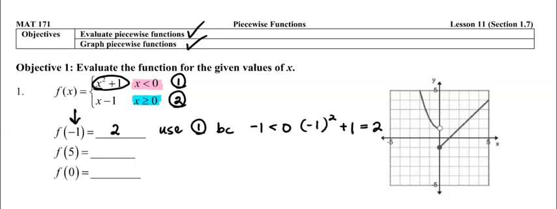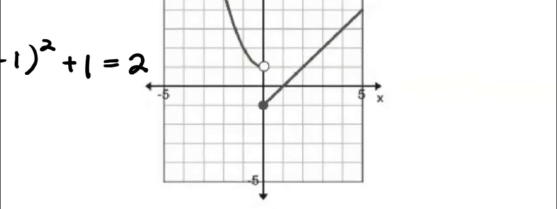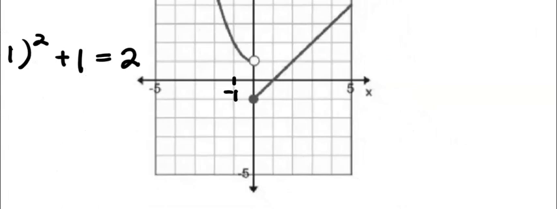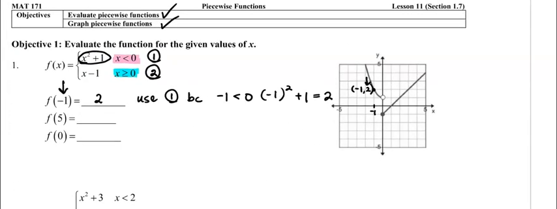And we can see that on the graph as well, because if we look on the graph, when x is -1, we can see that we have the point -1, 2. So our answer was that y coordinate right there.